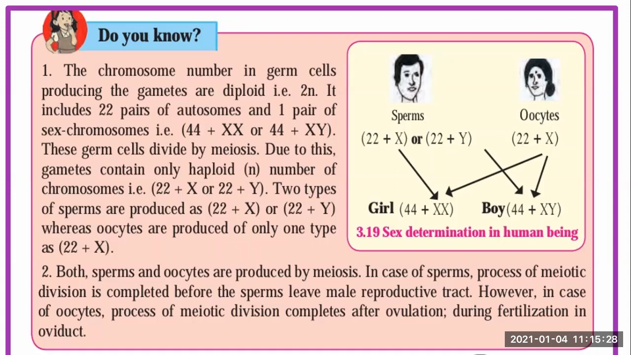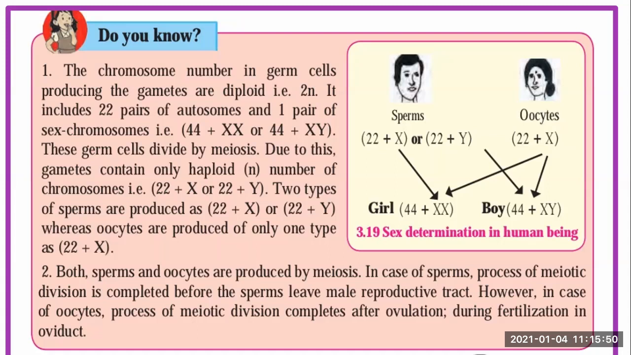Do you know that the chromosome number in germ cells producing the gametes is diploid, that is 2n? It includes 22 pairs of autosomes and one pair of sex chromosomes, like 44 plus XX in females, whereas 44 plus XY in males. These germ cells divide by meiosis.